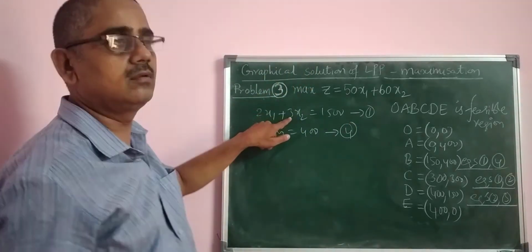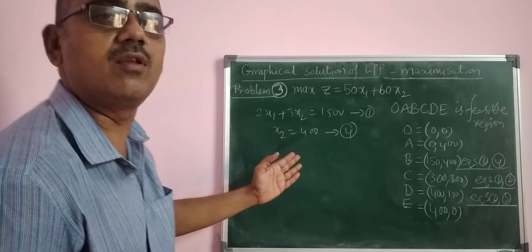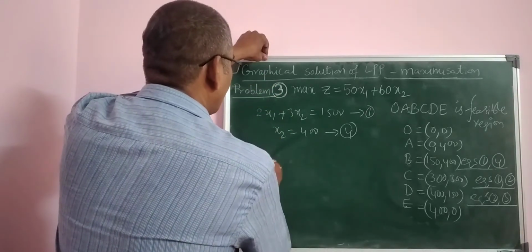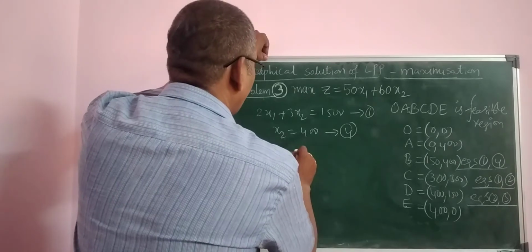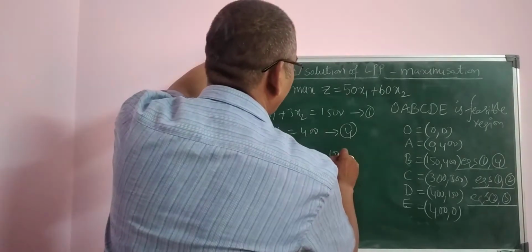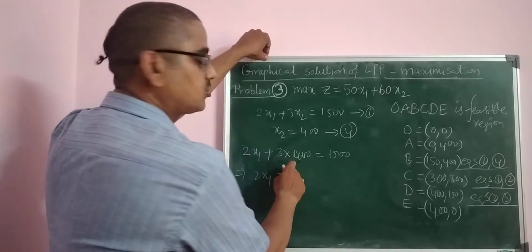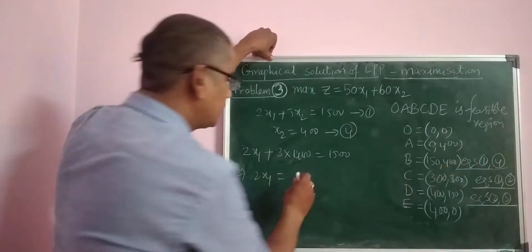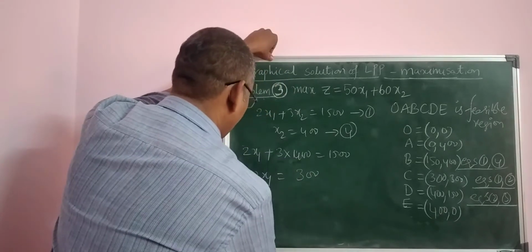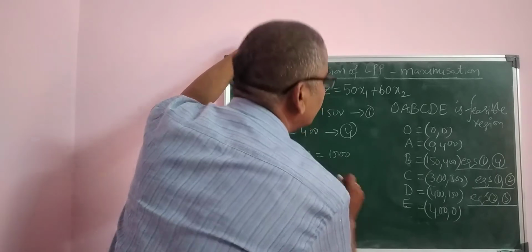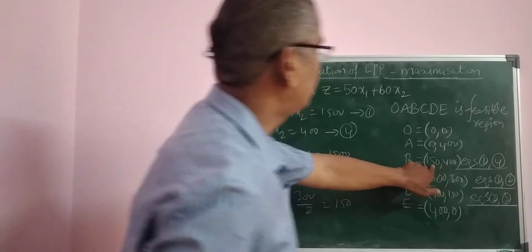Equation 4, substitute this value in equation 1 because it is only one particular value. Substituting in equation 1, 2x1 plus 3 into 400, 400 is equal to 1500, which implies 2x1 is equal to 1500 minus 1200, that is 300. Therefore x1 is equal to 300 divided by 2, which is 150, so the point is 150, 400.